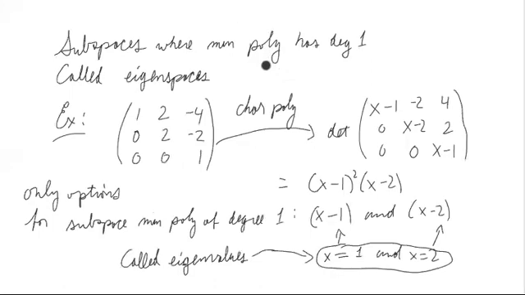In this video, we're going to talk about what an eigenspace and what an eigenvalue is. So a subspace where the minimal polynomial on that subspace has degree 1, that's called an eigenspace. All right. For instance, let's start with this matrix right here.